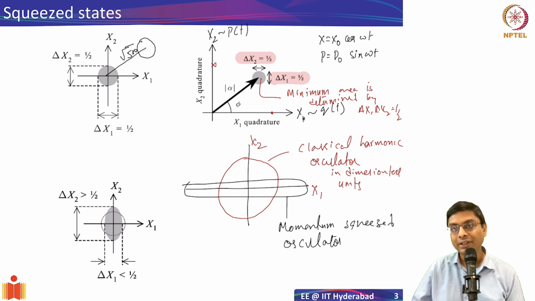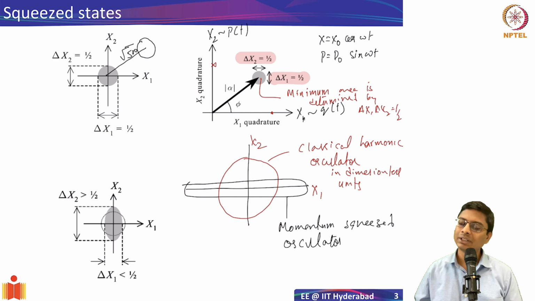But then we can actually try to squeeze it. There's nothing that forces us to have the uncertainty relation, region of uncertainty, as a circle. As long as you make the area greater than 1/4 in dimensionless units, you can have different shapes. So for example, instead of a circle, I can have an ellipse like this, or another ellipse in this perpendicular direction. There's nothing that stops us.